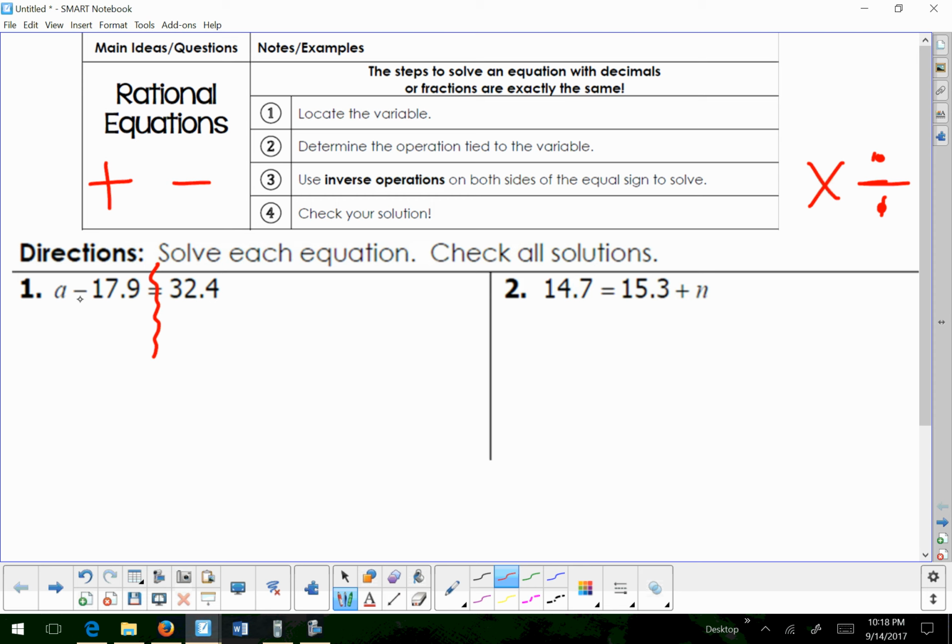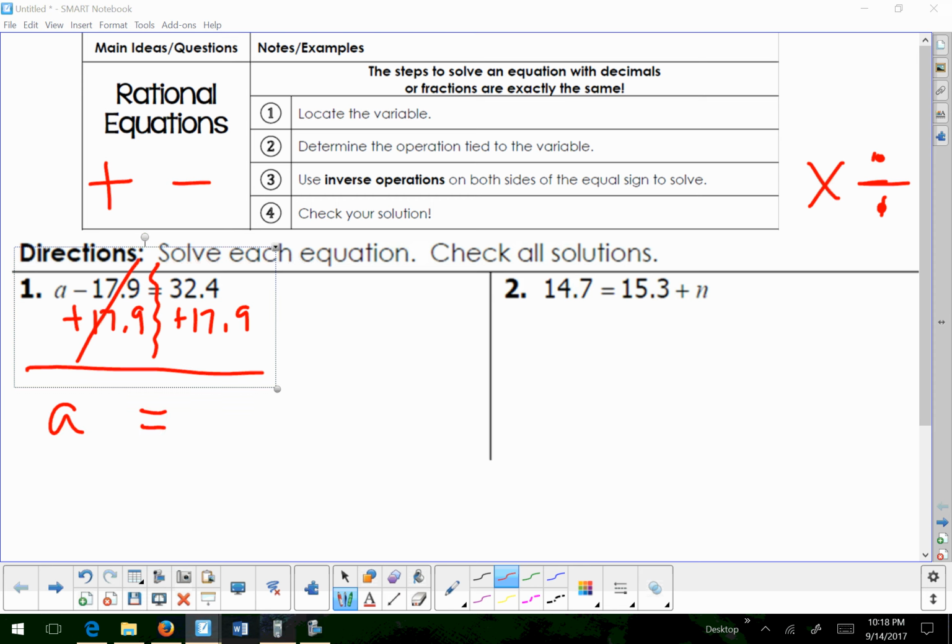So the operation that is tied to the variable here would be subtraction, and the inverse of subtraction is addition. So we're going to add something to both sides. We can add anything we want. But the reason we're going to add 17.9 is because these two numbers are additive inverses. And additive inverses add to 0, which would leave us with A plus 0, or just A.